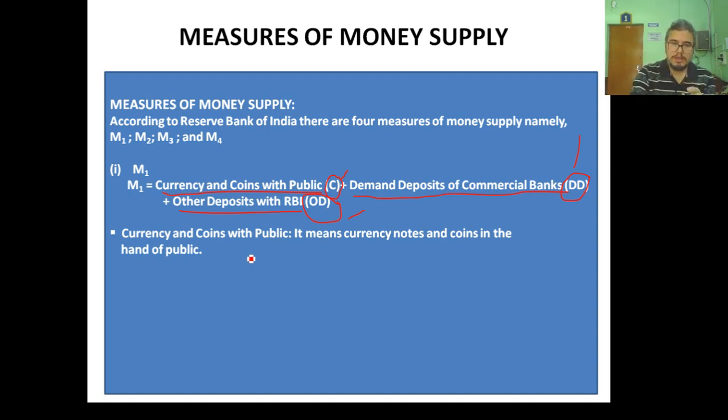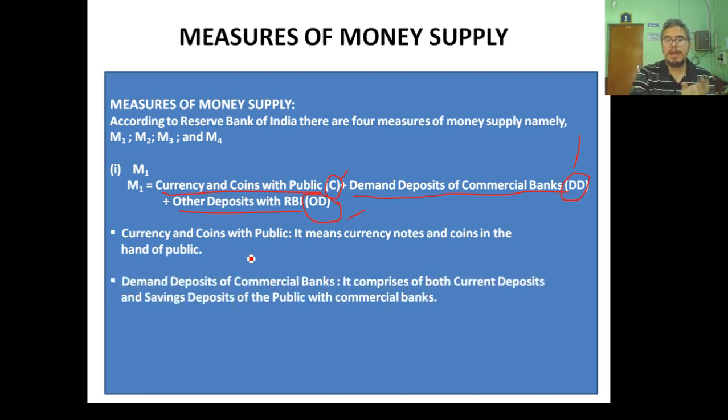Now the second part, that is demand deposits of commercial banks. Demand deposits comprise two types of deposits: current account deposits or current deposits, and savings deposits of the public with commercial banks. Here, if you see it properly in the formula itself, you will find that it is demand deposits of commercial banks only. So here we are not dealing with other financial institutions, we are only dealing with commercial banks. Now let us discuss in detail what current deposits mean and what savings deposits mean.